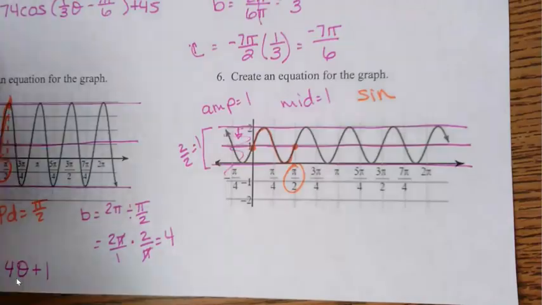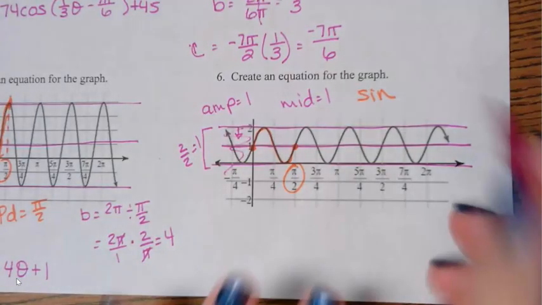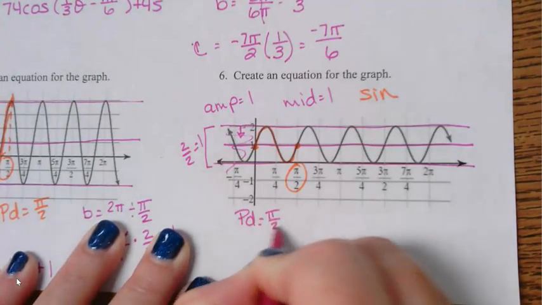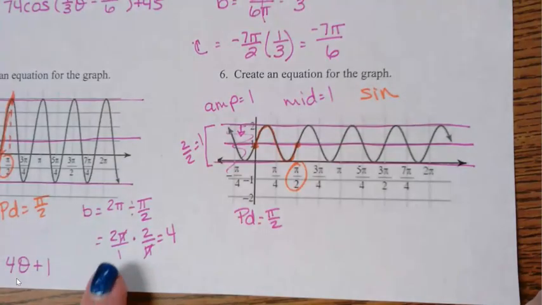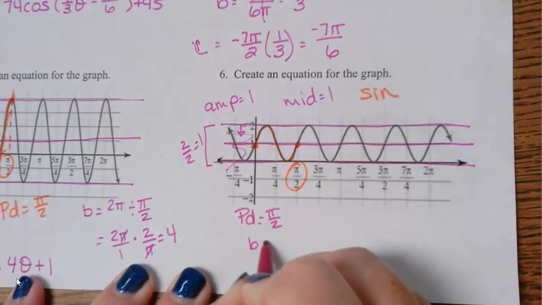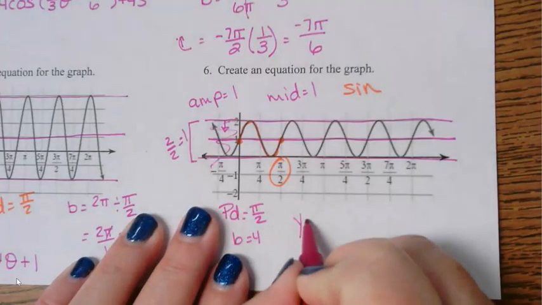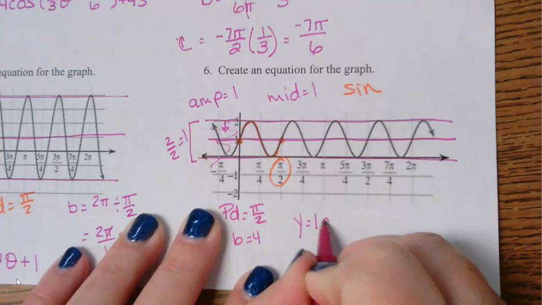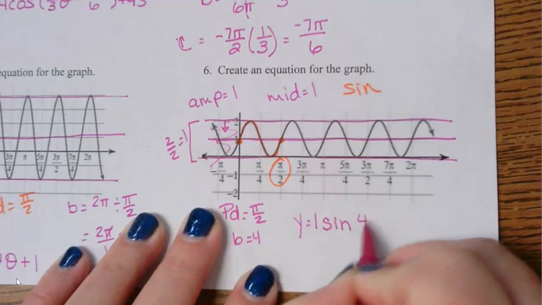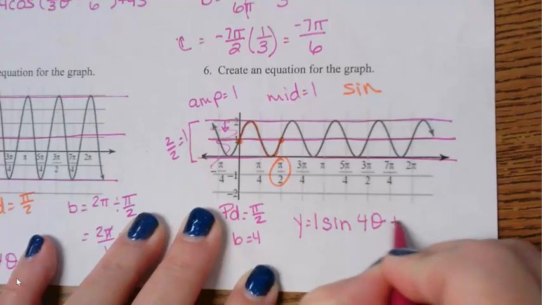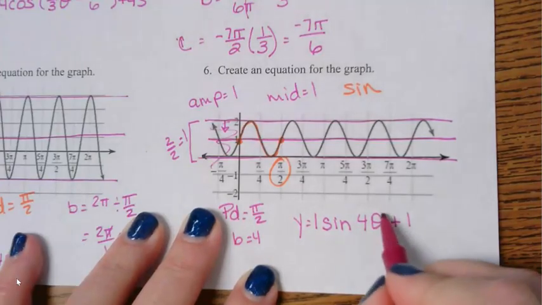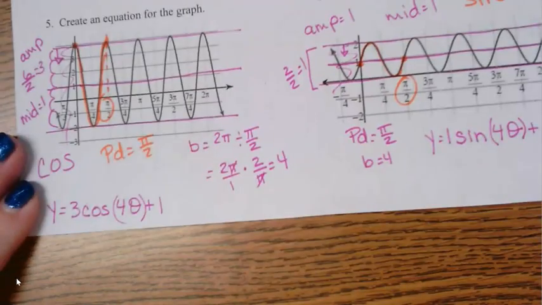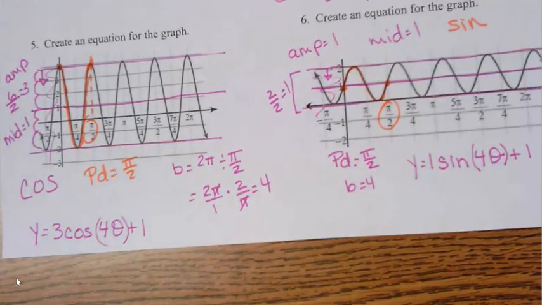Ooh, coincidence here that it's the same. So I know my period is pi over 2. I'm going to be honest, we just did that over here, so I'm going to borrow that answer. So y equals, and it's not flipped, so 1 sine 4 theta plus 1. If you're thinking, do you need to put the parentheses? When in doubt, put them in, okay? We don't have any C's, and you will never have C's on this graph, okay?